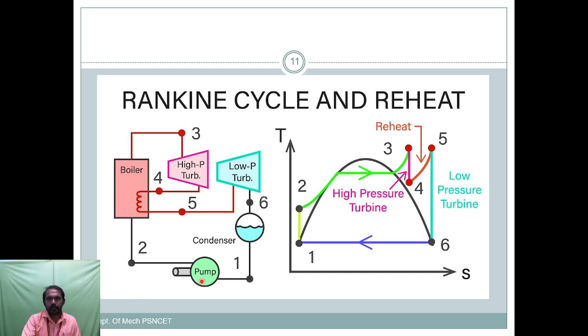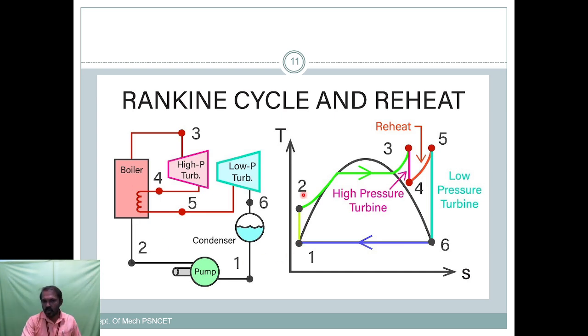This is a pump, this is a boiler, this is a high pressure turbine, this is a low pressure turbine. First, the water is transferred to the pump. The pump converts electrical energy to hydraulic energy. So low pressure is converted to high pressure. The pressure is increased. For example, the water pressure is 1 bar, and the pump pushes the water into the boiler at around 2 or 3 bar. So the pressure is increased.